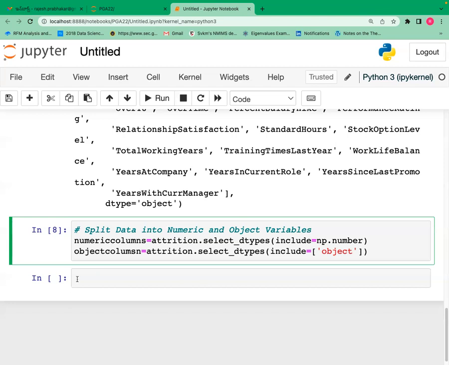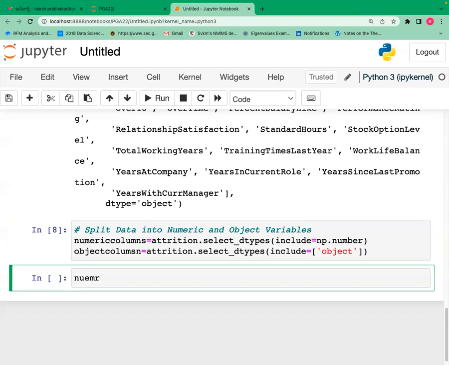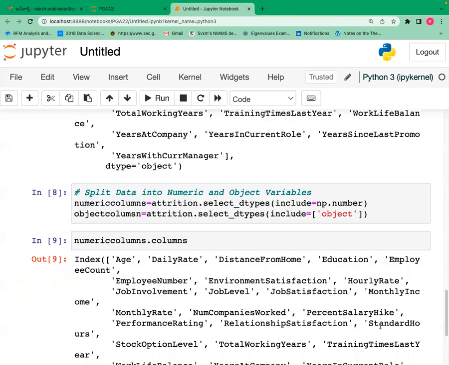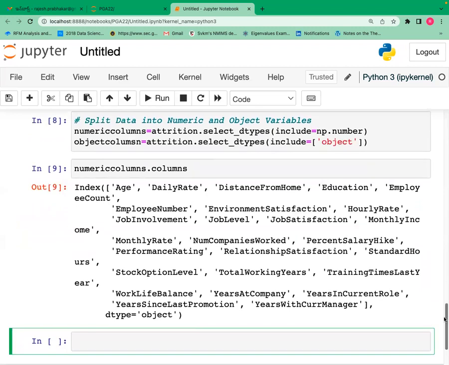Okay, so numeric columns dot columns. Yeah, numeric columns dot columns.